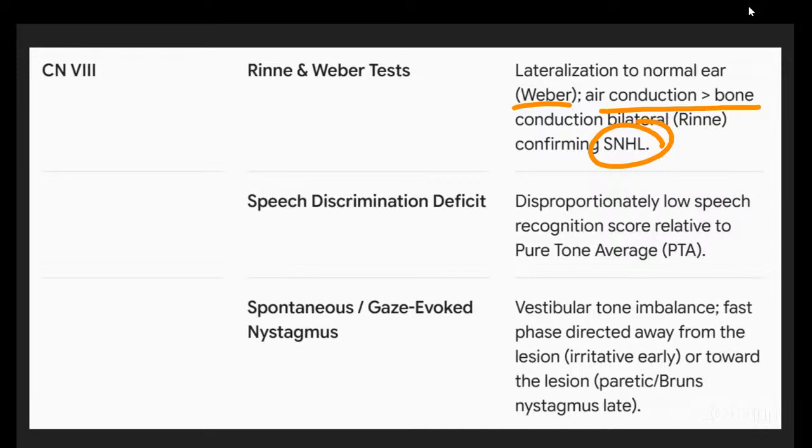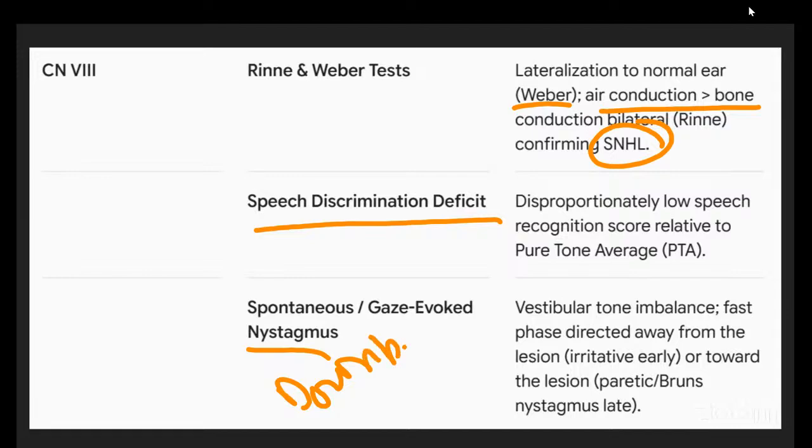Apart from that, there's going to be speech discrimination deficit. And this is something we will discuss tomorrow, inshallah, why low STS and high PTA are so classic for CPA tumor involvement. Apart from that, somebody did ask about the type of nystagmus.